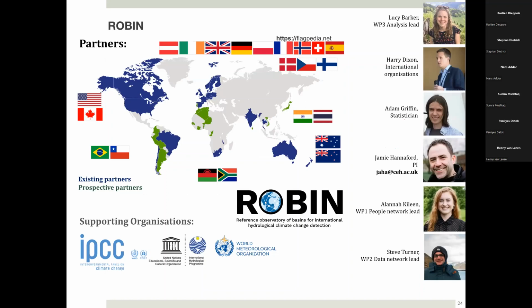It's an initiative called Robin. And Robin aims to better assess the impacts of climate change on flow. And for this, they're looking for partners to provide flow data, specifically from catchments with little to no human interventions. They already have a fairly large network of partners, as you can see from this map. There are quite a few prospective partners too, but they're looking for more partners for this project.